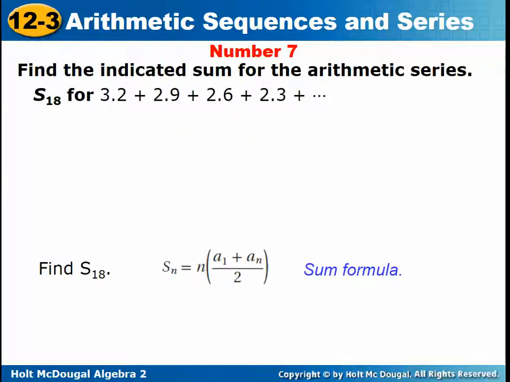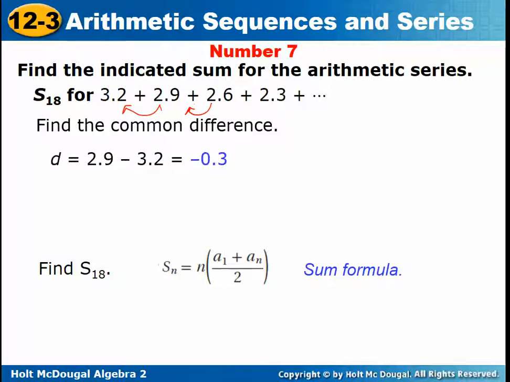Okay, here's number 7 from your worksheet. This is the one where it's a little bit trickier. So the first step is to find the common difference. So take 2.9 minus 3.2, and that's negative 0.3. Then double check 2.6 minus 2.9. Yeah, that's negative 0.3. All right, so we got the common difference.